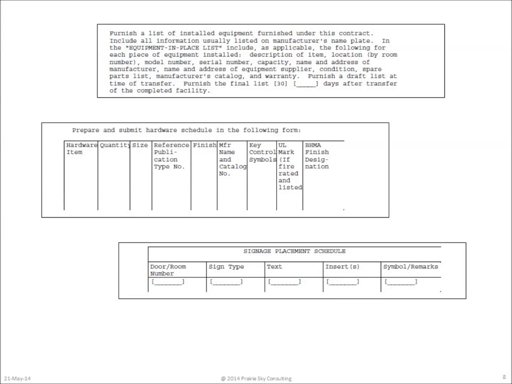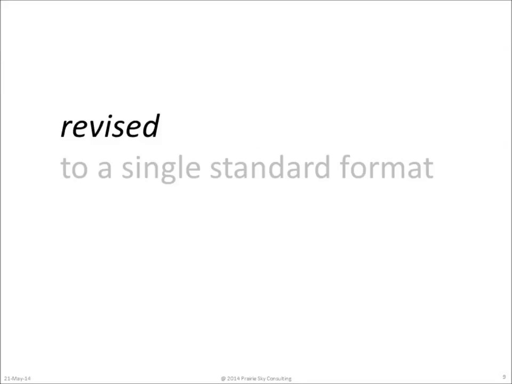Along with the installed equipment, the contractor is also required to deliver a complete set of all of the nameplate information. Information about rooms and doors is also required to be delivered. Here are two examples related to the hardware schedule and signage. For contractors, a great way to think about COBie is that it's really just a single standard format for submittals related to equipment and spaces.